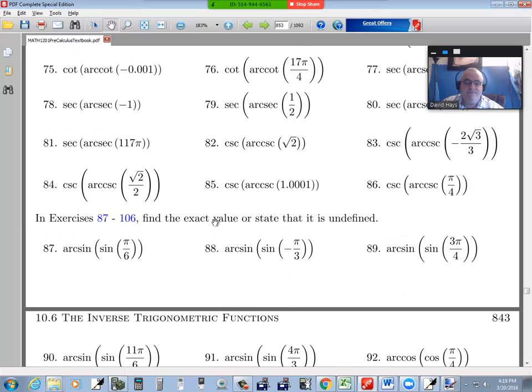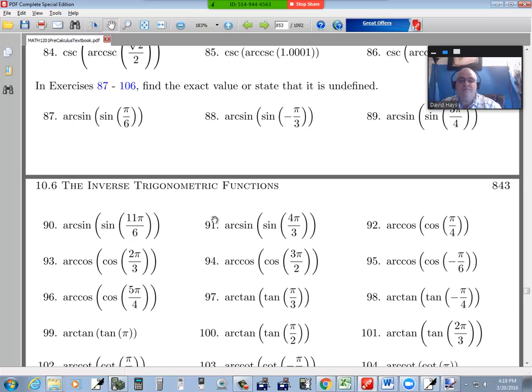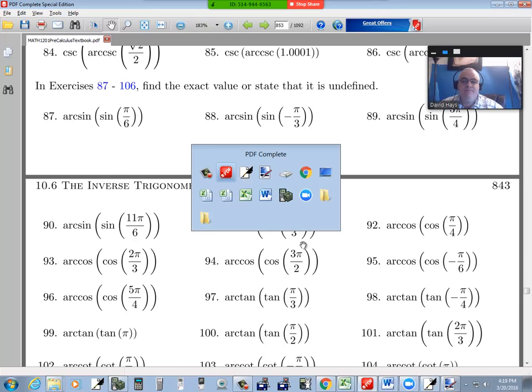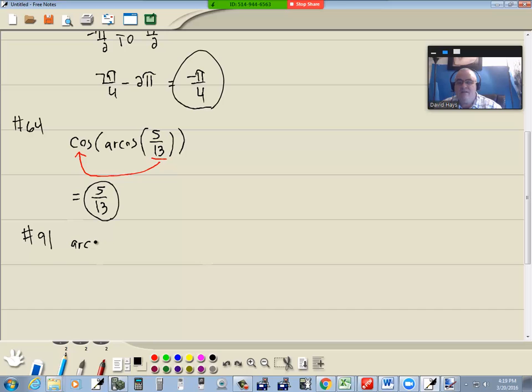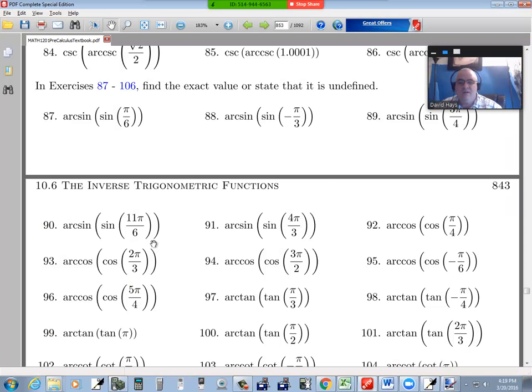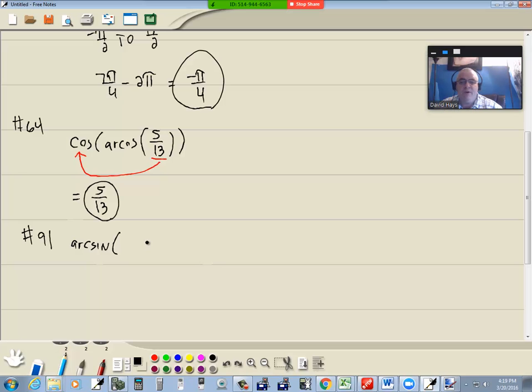Number 91. We got arcsine of sine of 4 pi over 3. Got a problem with this. If I look at this value here and I see if it's valid for arcsine, well, arcsine is from -pi over 2 to pi over 2. 4 pi over 3 doesn't fall in there.